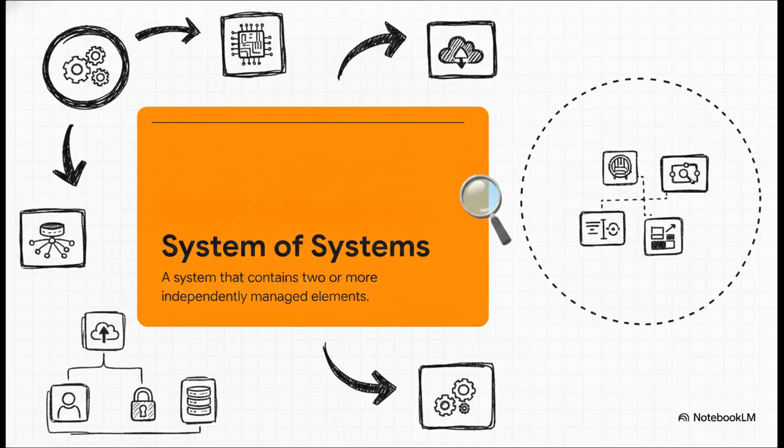What exactly is a system of systems, or an SOS? In software engineering, a system of systems is defined as a system that contains 2 or more independently managed elements. Now, pay close attention here, because the defining feature isn't just its massive size. The ultimate defining feature is that there is no single manager for all the parts. Different parts of the system are governed by completely different management teams, different control policies, and entirely different rules.